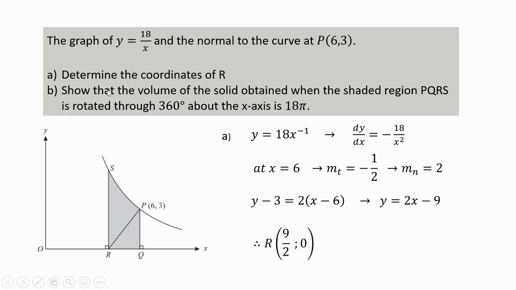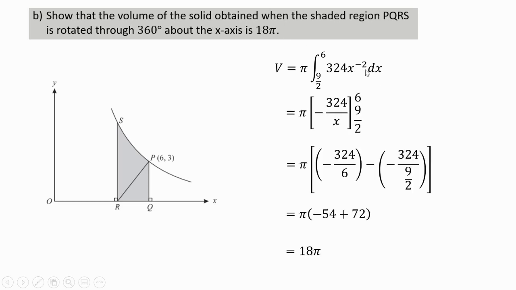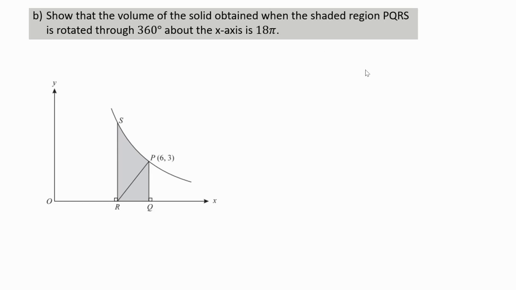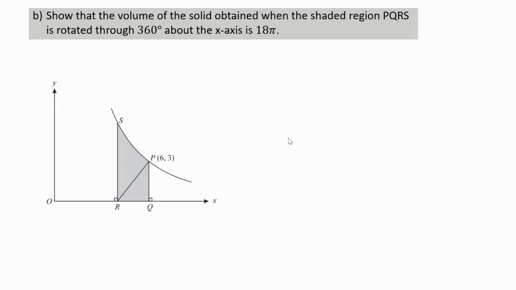So the next question then says, show that the volume of the solid obtained when the shaded region PQRS is rotated through 360 degrees about the x-axis is 18 pi. Okay, so the volume of a solid of revolution is pi times the integral of y squared dx. So my function, let's just quickly go back, pi y squared, so that's (18x to the minus 1) squared, so 18 squared and x to the minus 2 dx.